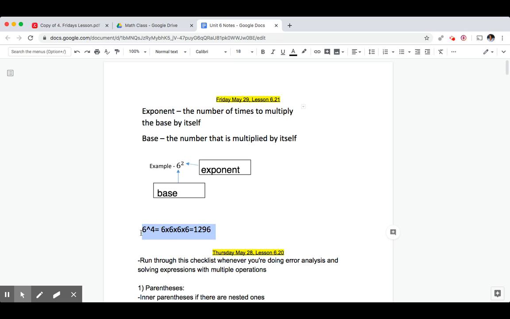Another example, 6 to the power of 4. 6 is the base, and 4 is the exponent. So 6 is being multiplied by itself 4 times. It's equal to 6 times 6 times 6 times 6. And the final answer for that is 1,294.